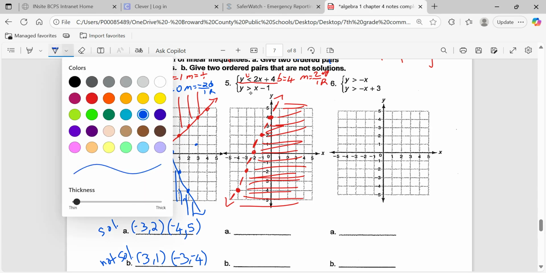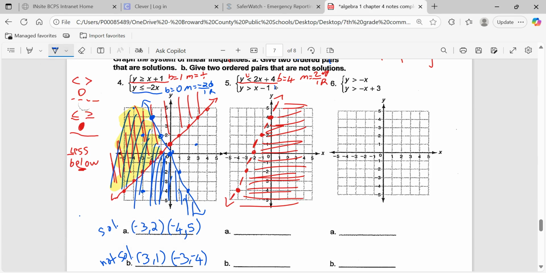Y is greater than x minus 1. I'm going back to my bestie, which is slope-intercept form. I know my y-intercept is negative 1, and my slope is 1. So 1 over 1. I'm going to start first then at negative 1. I go up 1 and right 1. Up and right, up and right, up and right, up and right. Then I could go down and left, down and left, down and left, down and left.